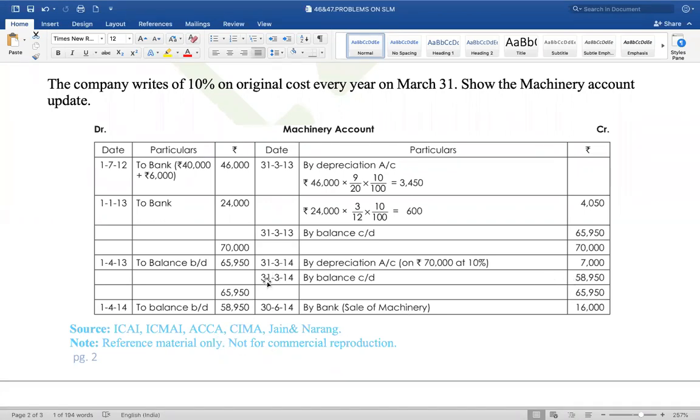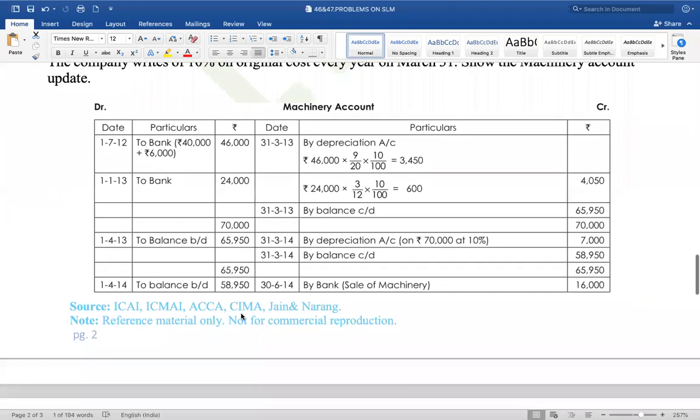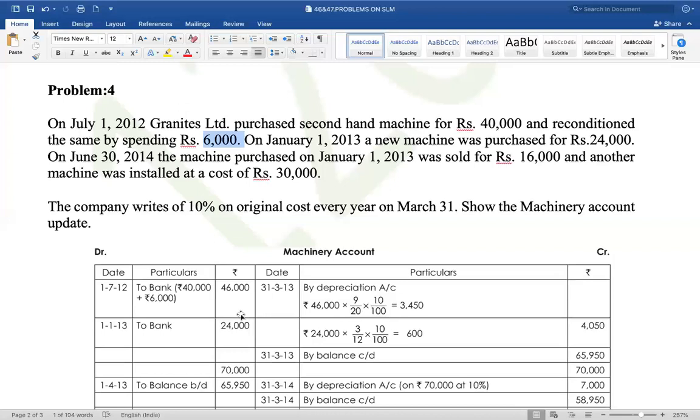Now the closing date is 31st March 2014, and the same will become opening for the next year. The next accounting year starts with the first day of April. 1/4/2014 is the date we have to write, and we have to write to balance brought down. This is the opening balance, brought down from where? Brought down from the previous year. It is carried down in the previous year and brought down in the next year. How much? 58,950.